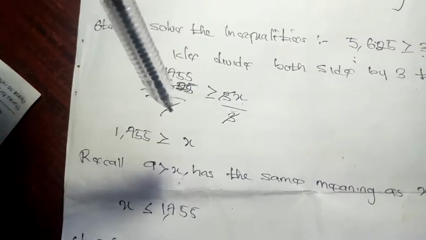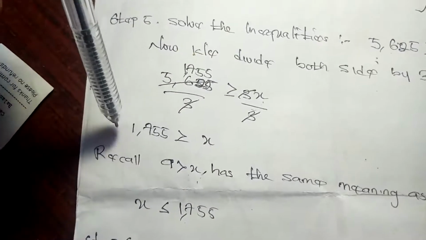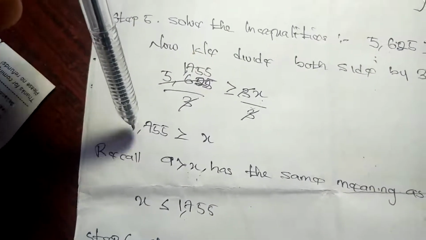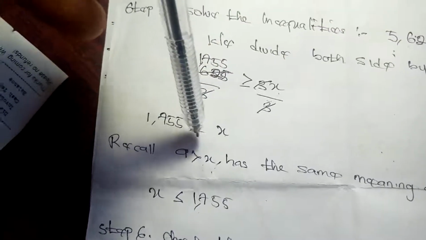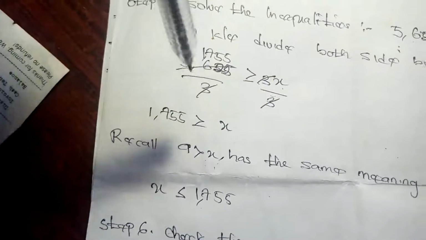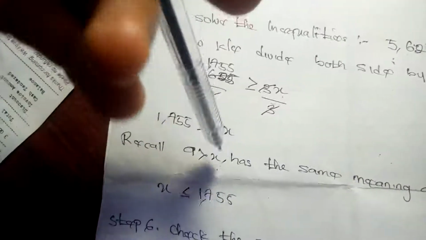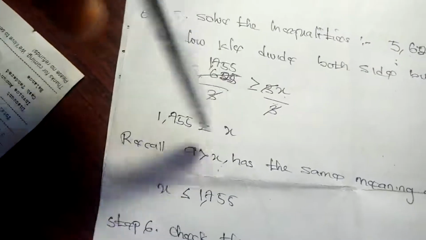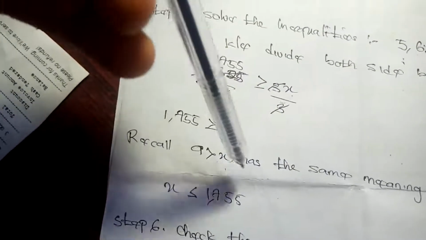So now you bring it down here to write it clearly. $1,755 is greater than or equal to x. It's less than or equal to x, not greater than. This is a less than sign. Less than or equal to x.